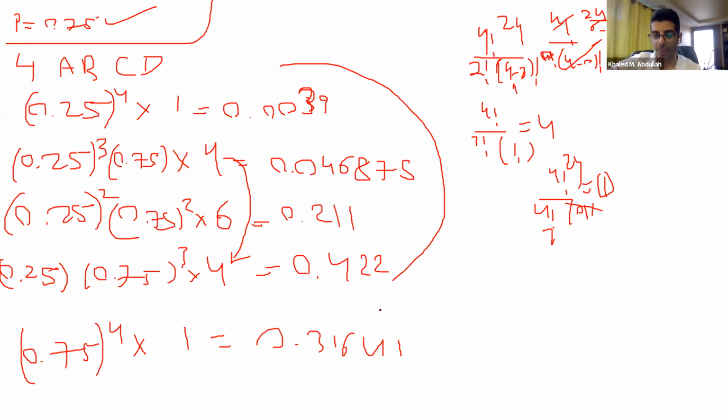In fact, let's do what Muhammad said. Let's actually add these and then subtract them from 1. Let's see what we get. We'll get 0.0039 plus 0.046875 plus 0.211 plus 0.422. Now that's the number I'm stuck with. So I'll just do minus 1, and it'll be negative, but it's fine. Look at that, 0.316. It's because they're rounding, but you get the picture.